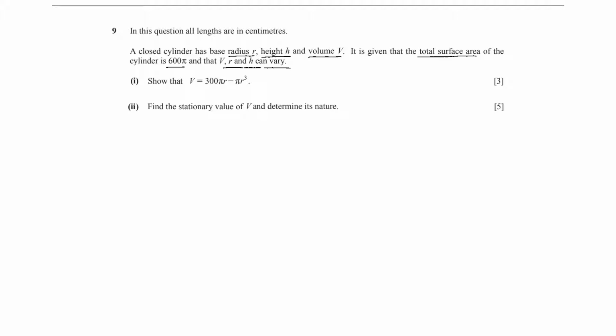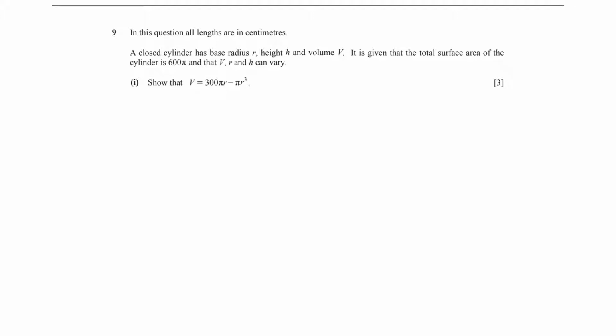For the first part of this question, we have to show that the volume of the cylinder V can be written as 300 times pi times r minus pi times r cubed. And for the second part of this question, we have to find the stationary value of the volume, as well as we have to determine the nature of this volume, that is whether it is the maximum volume or the minimum volume. So let's move on to solve the first part of this question.